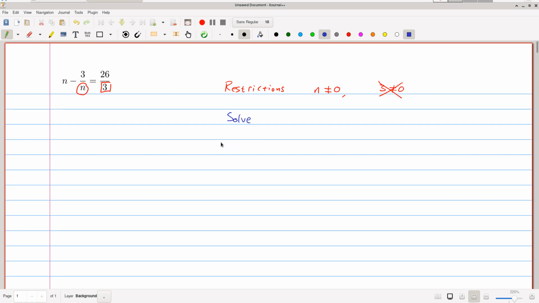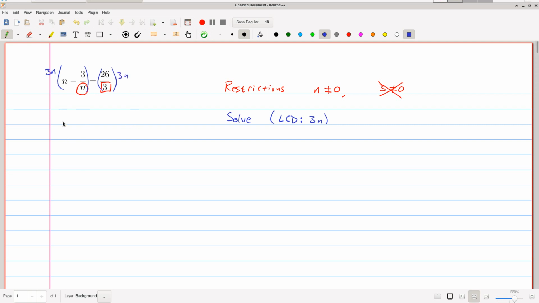To do this, let's get rid of the fractions first. We can do that by multiplying both sides by the common denominator. In this case, we want to get rid of both the n and the 3. So our LCD would be 3n. Let's take the original equation and multiply both sides by 3n.